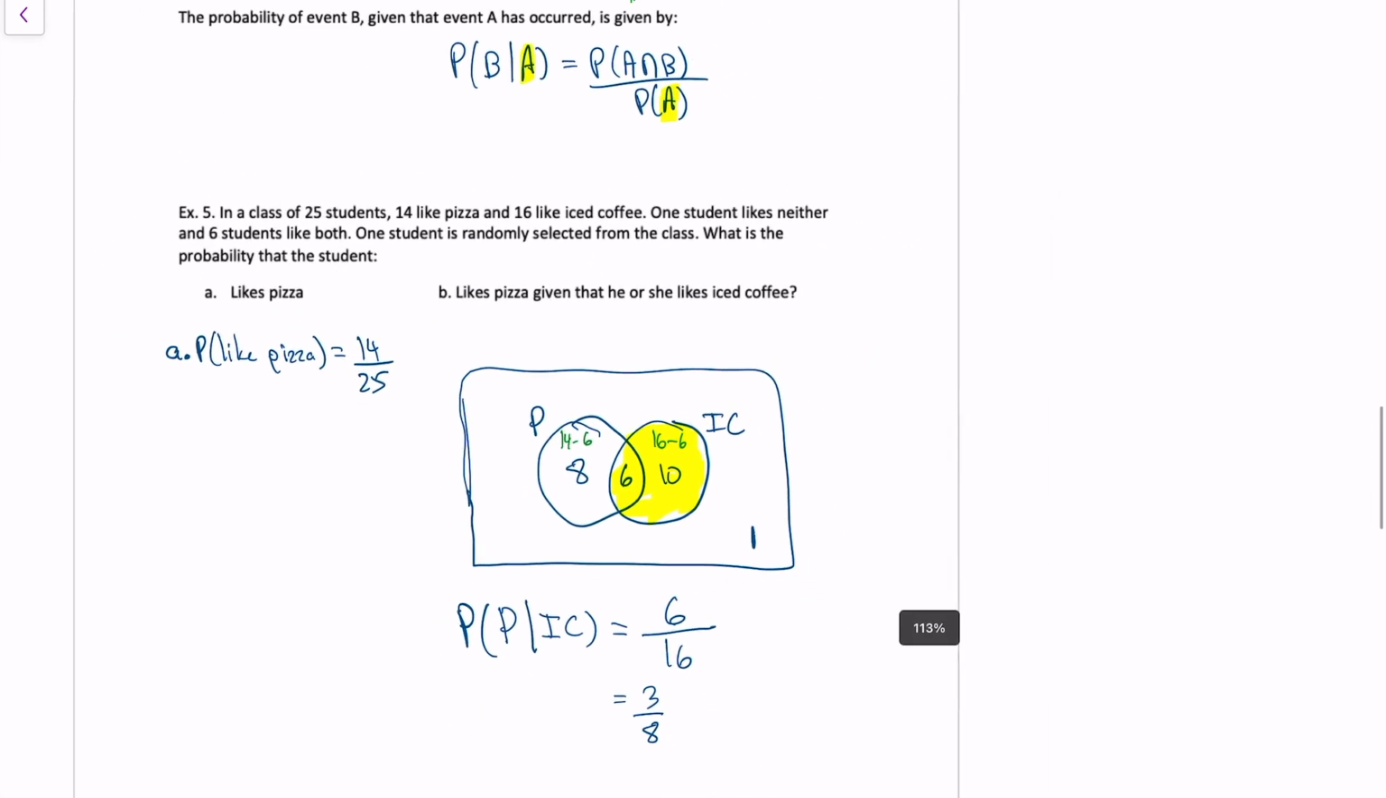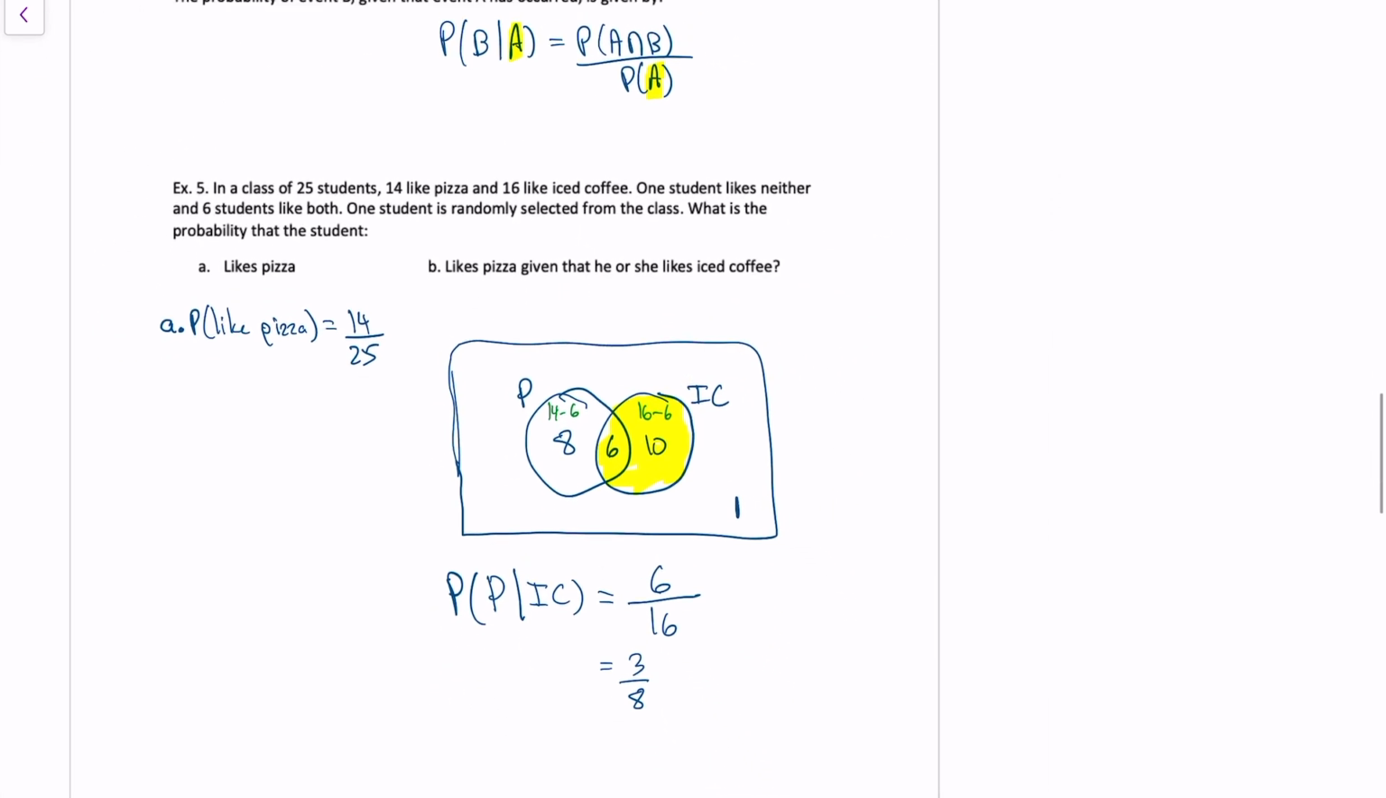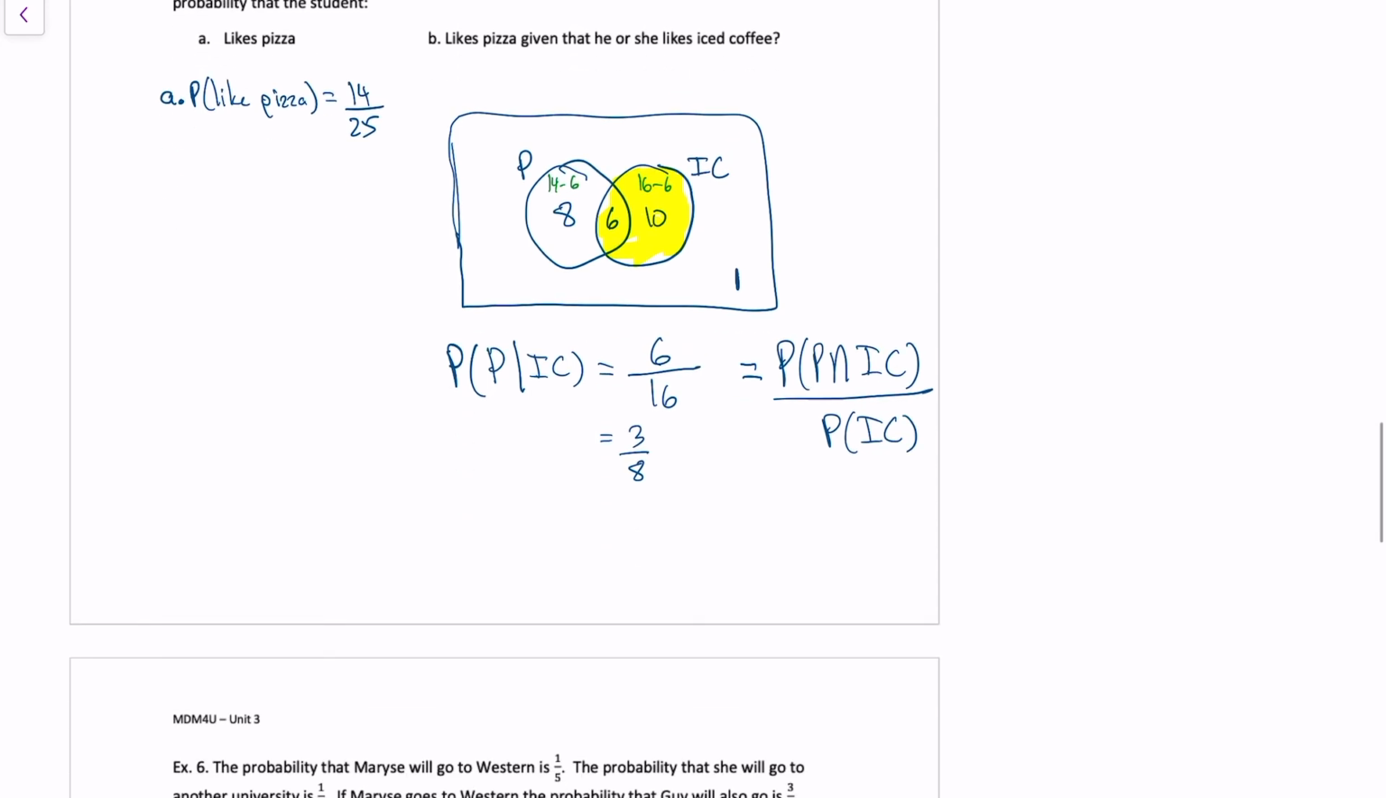But if I go to the formula, you can also think of it like this. I've got probability of B given A, which in this case would be the pizza given iced coffee, is probability of pizza and iced coffee over the probability of the second thing, which is the iced coffee. So the probability of pizza and iced coffee would be 6 out of 25. And the probability of iced coffee is 16 out of 25. And so what happens when you do the math of this, those 25s cancel out, but I'll just show it in a couple steps. I have 6 over 25 divided by 16 over 25.